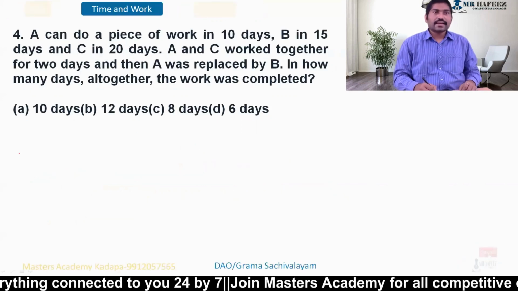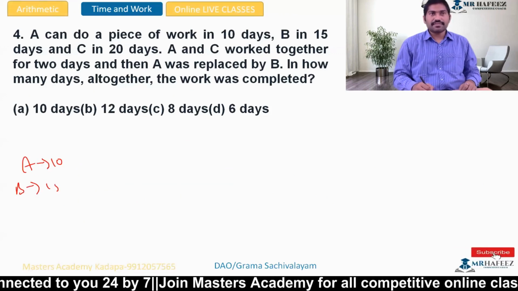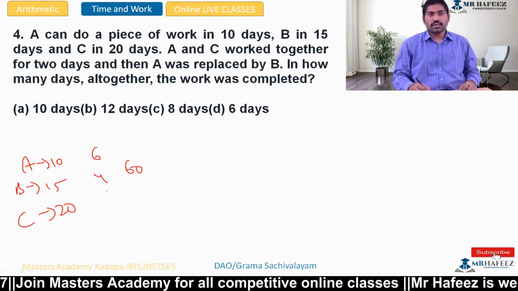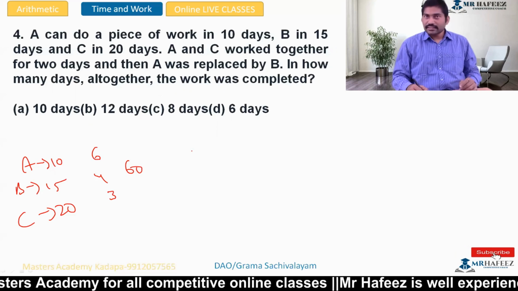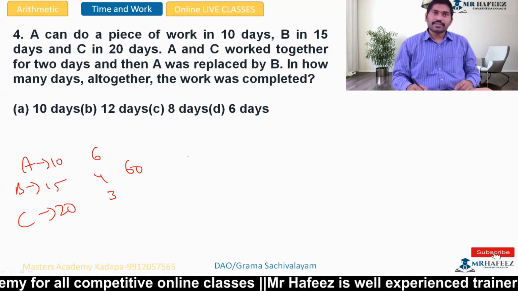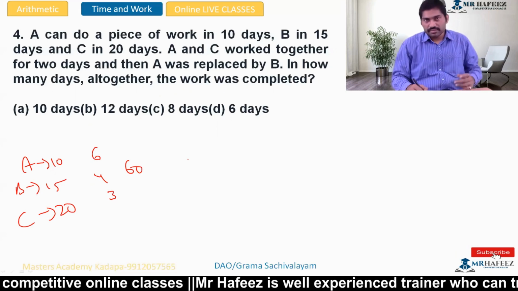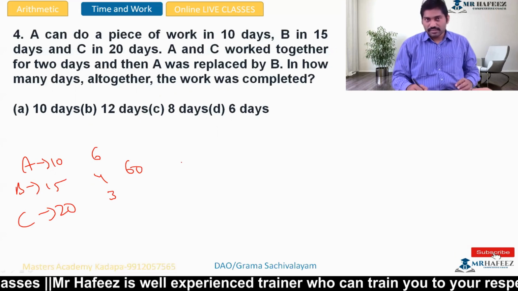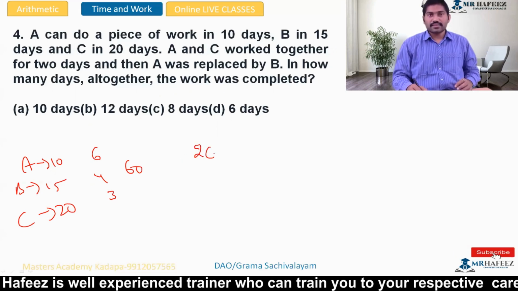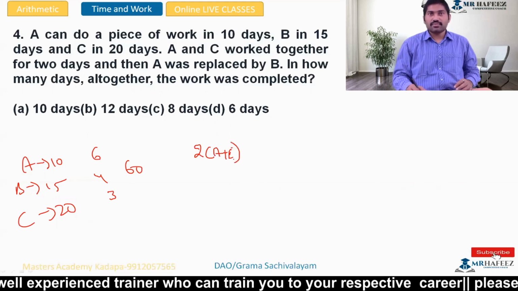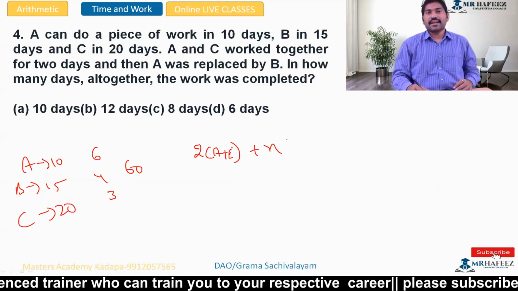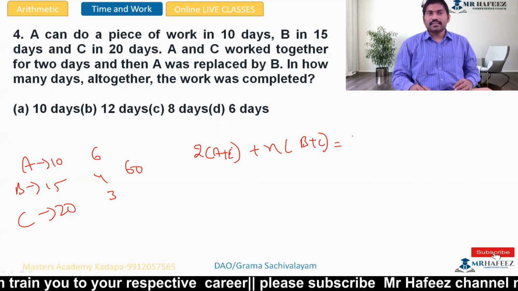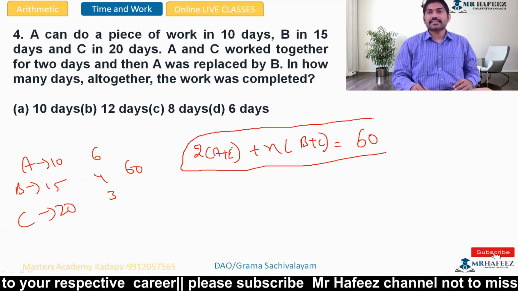Next question. A can complete a piece of work in 10 days, B in 15 days, C in 20 days. The LCM here is 60, so 6, 4 and 3. A and C worked together for 2 days, and then A was replaced by B. In how many days was the work completed? A and C worked for 2 days, and for the remaining days B and C worked together. Then the work completed is 60.